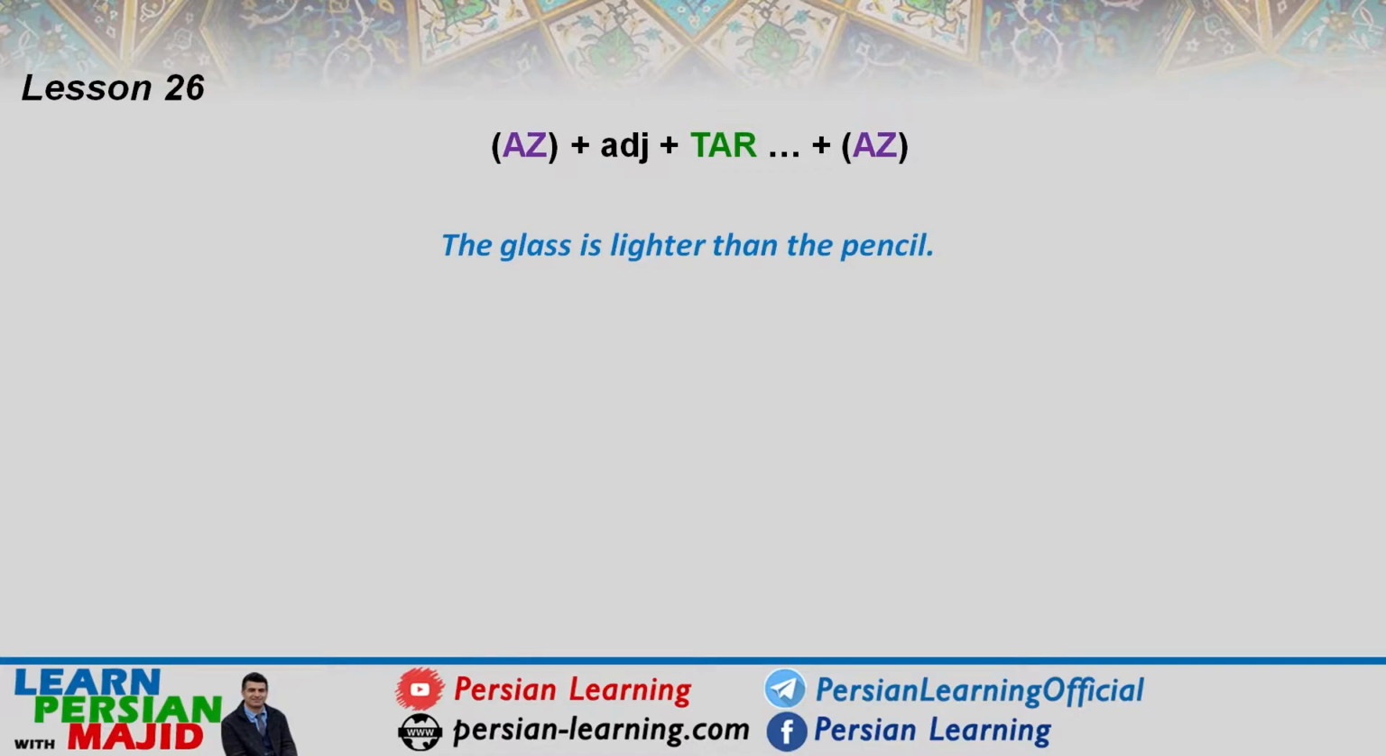So let's go to our whiteboard to see more examples. We will be back for superlatives. So let's see the examples. The glass is lighter than the pencil. Light is the adjective, which means sabok in Farsi, and as you know, we have to add the ending tar. Livan, which means the glass. Az medad saboktare. Adjective, the ending, and this az.